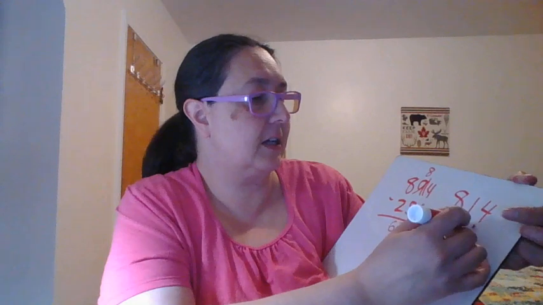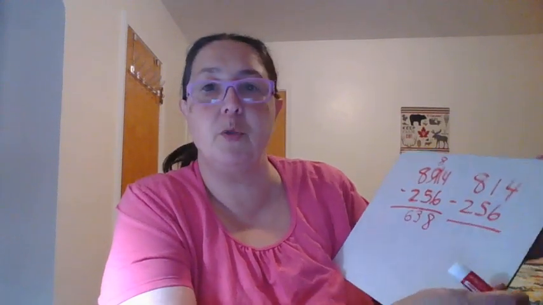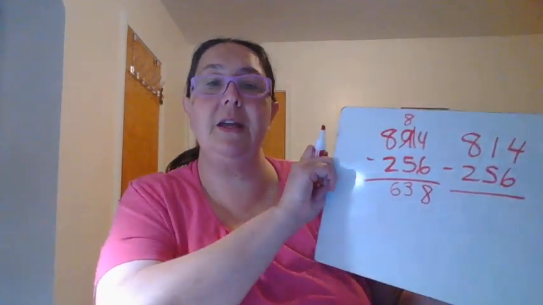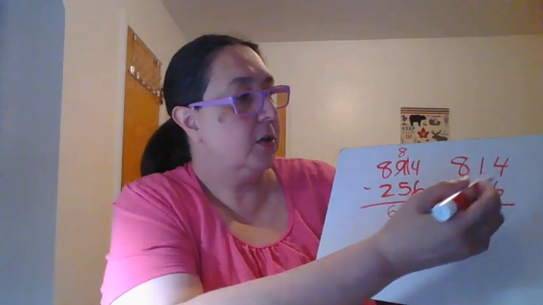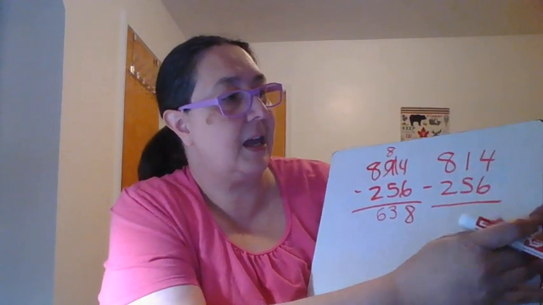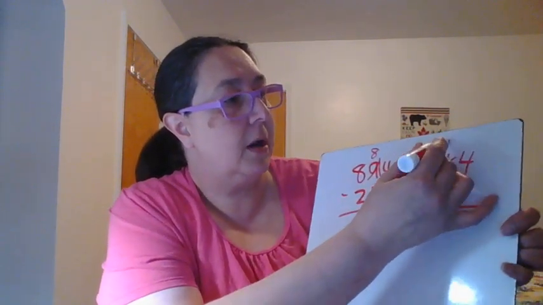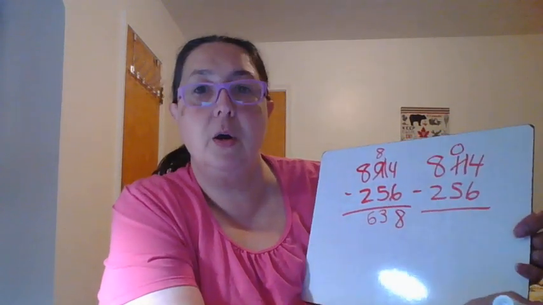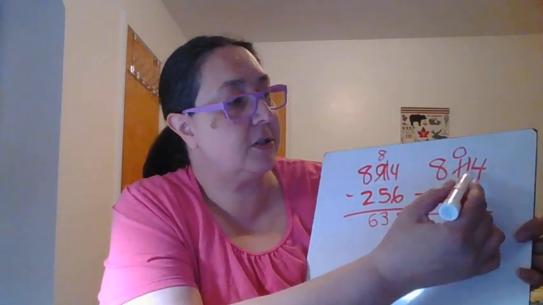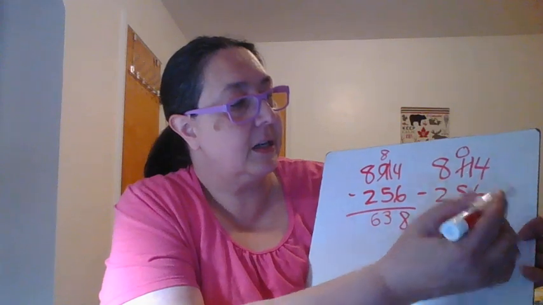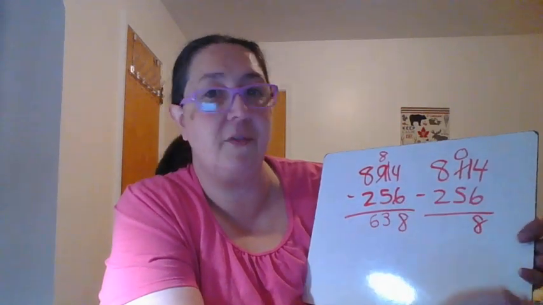Now what if I had a new number? Let's do 814 minus 256. I want you to see what's going to happen with this one. I'm going to have to regroup in the tens spot as well. So 4 minus 6, can't do that. I'm going to go to my neighbor and get some more ones. 14 minus 6 equals 8. Now I have a 0. 0 minus 5. Can I do that?